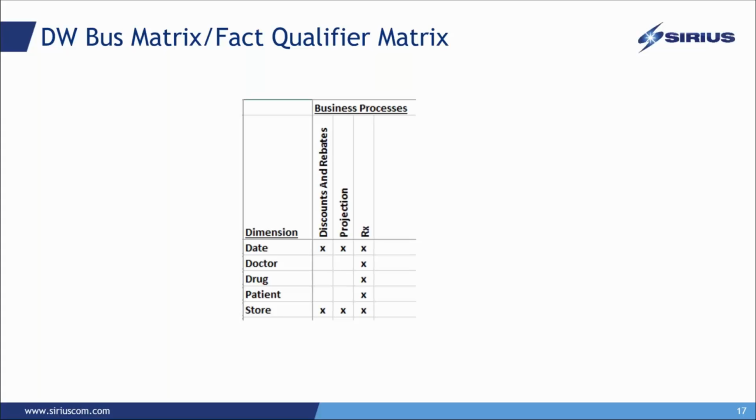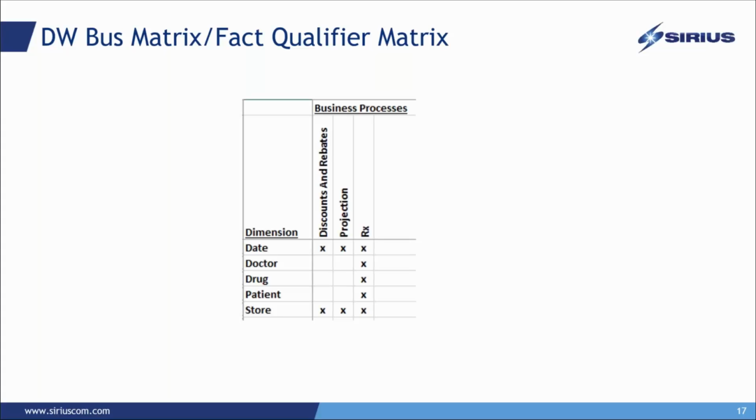And so I take the different business processes or subject areas. These are what are going to become our fact tables. And I flag what dimension is applicable. So every fact table has a date, but for doctors and drugs and patients, those were only available from our pharmacy records. And then when we did prescription or projections, we had a store. I'm not sure why. Maybe the stores applied for the discounts, but we had stores for these things. So not every dimension is applicable for every business process, but you can flag at a high level, this business process uses these dimensions.